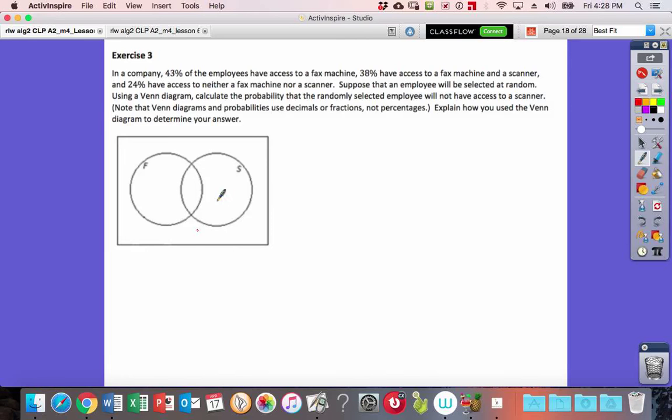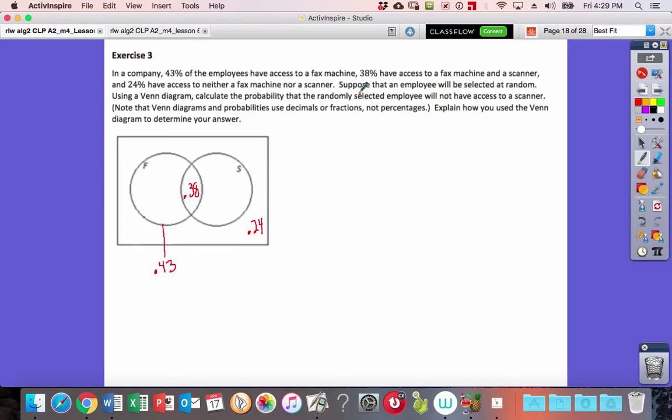So I'm going to do the big circles, they have the fax machine. And I'm going to go with 0.43 there. And 38% have access to a fax machine and a scanner. So that 0.38 would go in here. Okay. And 24% have access to neither a fax machine or a scanner. So it's going to go out here.